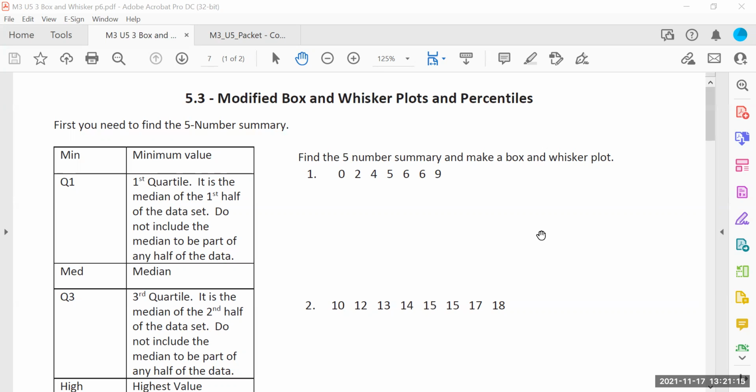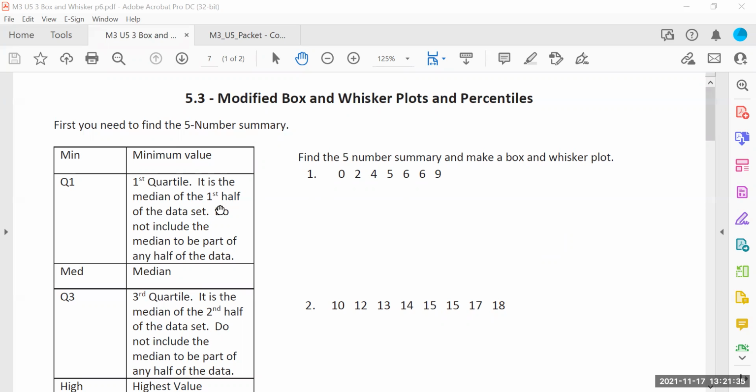So let's take a look here. A box and whisker plot helps us visualize how the data is spread out. Like standard deviation describes the spread of data, a box and whisker plot shows you where the data is, how it's concentrated, where there's more data points and where there's less. So here we go.